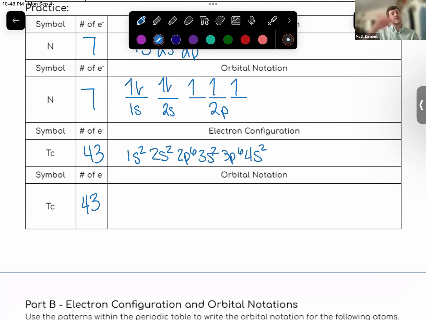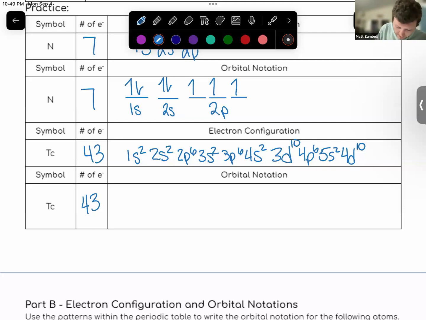4s2. And remember, after 4s2, so after calcium, when we get to scandium and titanium and all of those, they go back down to our 3d, and we can count there are 10 elements in 3d. And then we keep going back up to 4p6, 5s2, 4d, 10. And this one is going to be a doozy to draw.